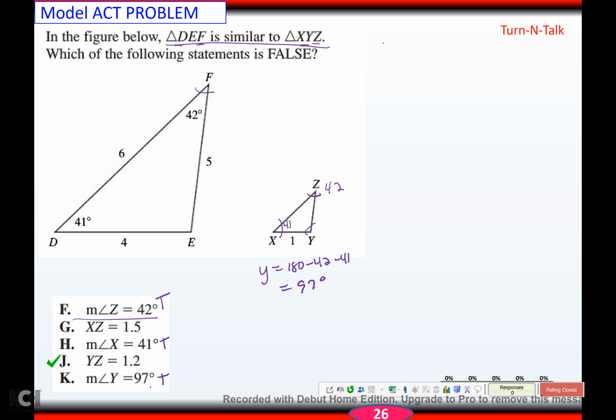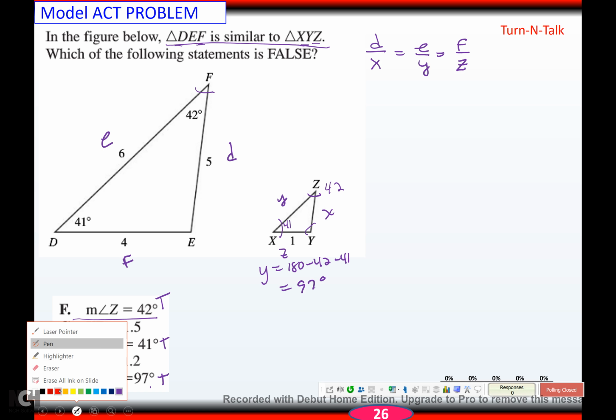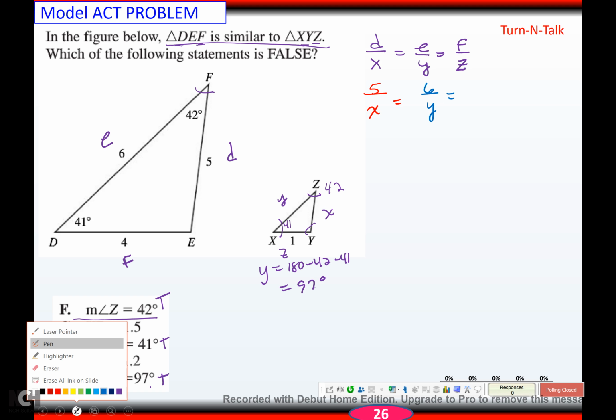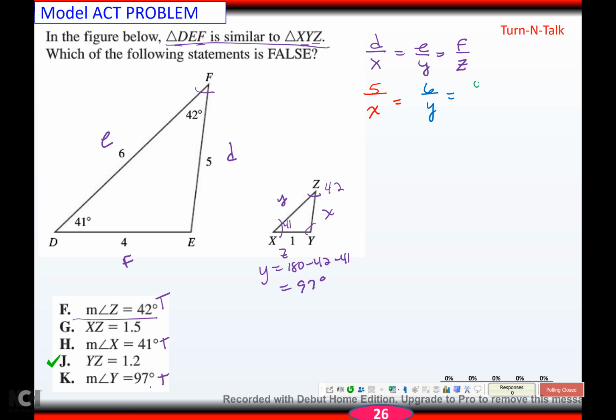Well, this statement tells me that little d corresponds to little x, little e corresponds to little y, and little f corresponds to little z. Alright, so this is little d, this is little e, this is little f, this is little x, this is little y, and this is little z. So if I plug in what I know, little d is 5 over little x, I don't know. Little e is 6 over little y, I don't know. Little f is 4 over little z is 1.